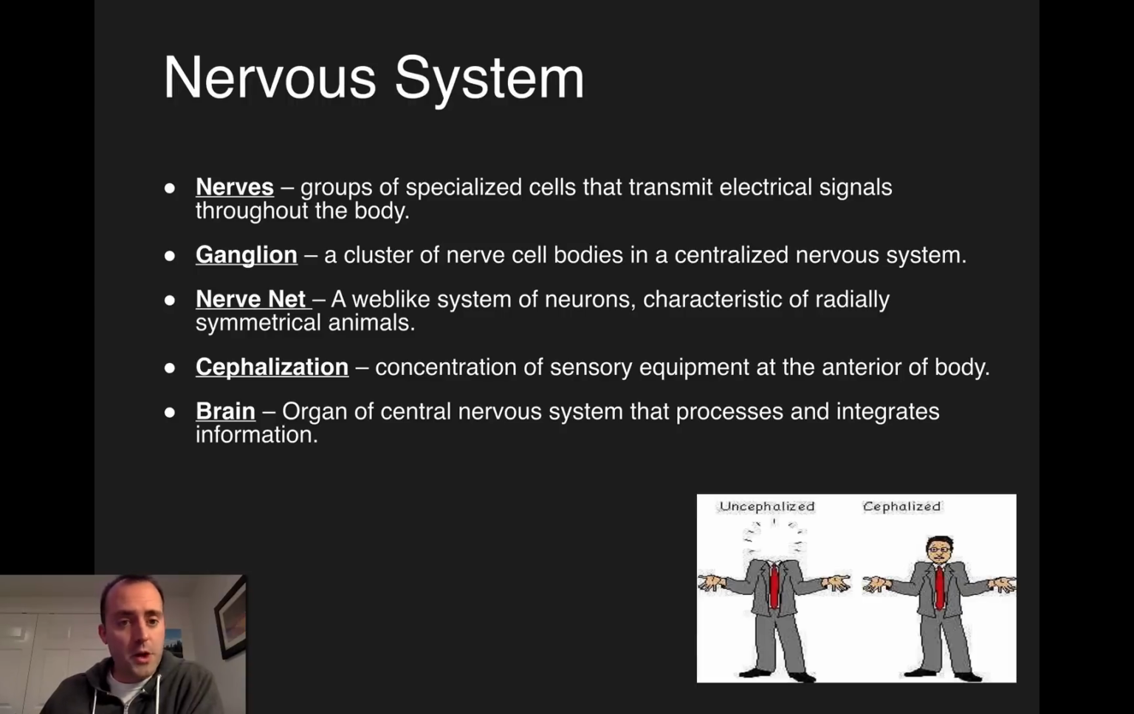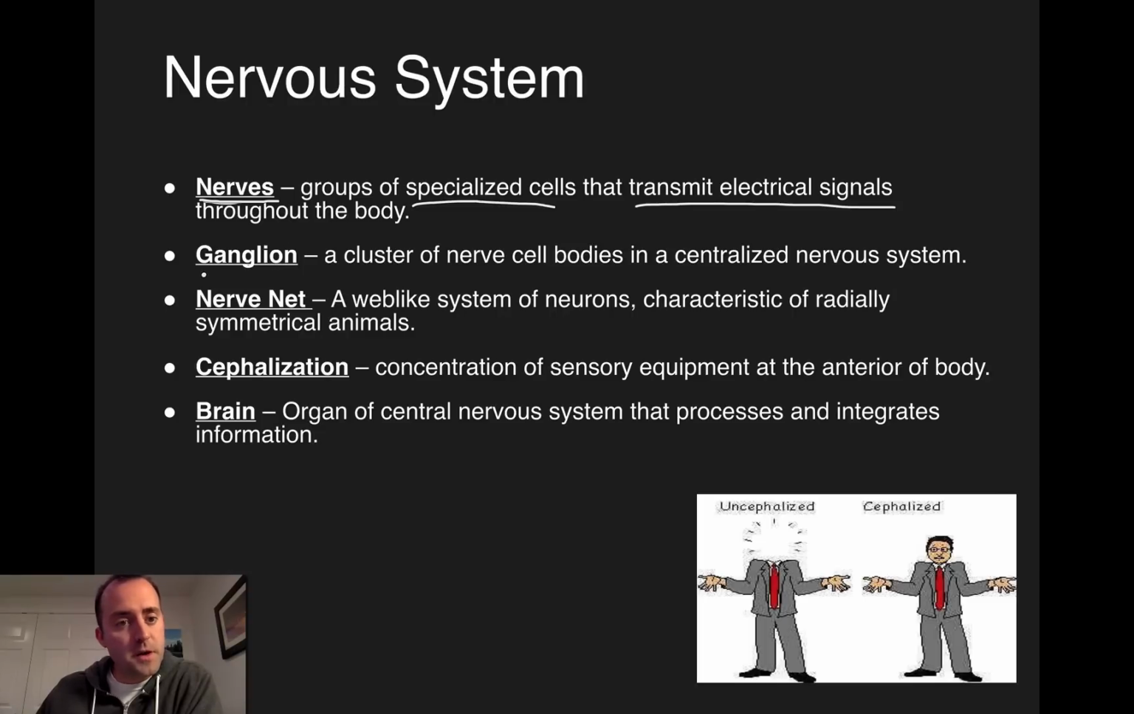Finally, we're going to talk about the nervous system. Basically, in the nervous system, we want to look at how the body communicates with itself and how we respond to our environment. Many animals have developed cells that act as nerves. They're specialized cells that transmit electrical signals throughout the body. It's a way of communicating.